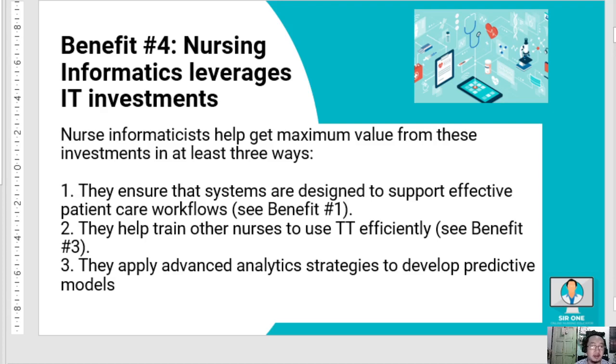Okay, whether you are a single doctor clinic or a very large institution, nurse informaticists help get maximum value from these investments in at least three ways. First, they ensure that systems are designed to support effective patient care workflows.